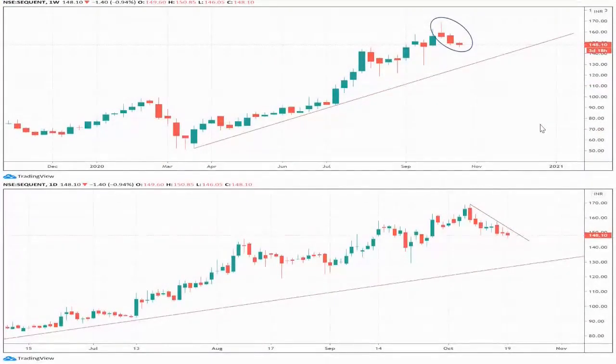Let's look at one more example. This is the chart of Sequent Scientific. If we see, since April this has a good uptrend, right? This was at 60 rupees. Now it is somewhere close to 150 rupees. So if you see the daily chart, it is also on an uptrend. So you should look for stocks like this that are on an uptrend in a higher time frame, and then any retracement on the lower time frame can then be used to enter.